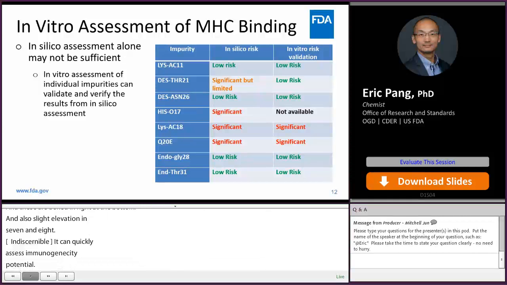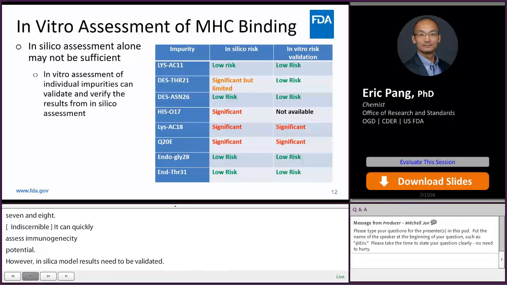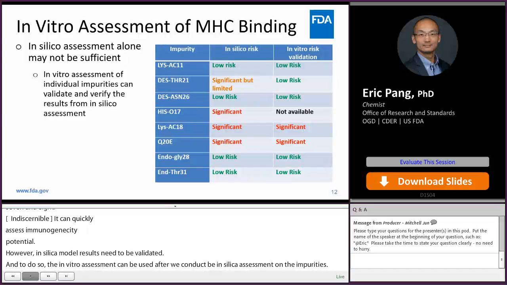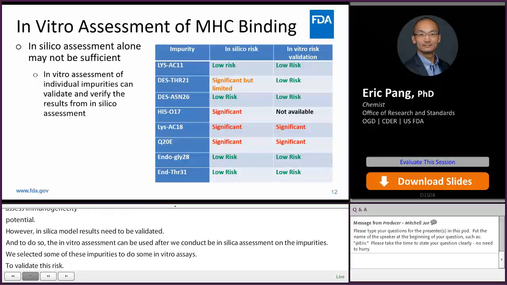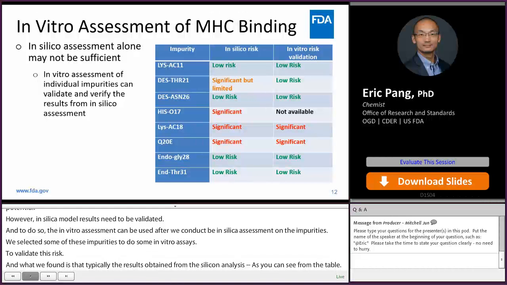After we conduct the in silico assessment on the salmon calcitonin impurities, we select some of these impurities to do some in vitro assays to validate these risks. And what we found is that typically the results obtained from the in silico analysis match those from the in vitro assay, as you can see from this table. However, in some cases, such as this threonine 21 here, the in silico risk assessment overpredicts the risk, which is why it is always worthwhile to verify the results from the in silico analysis using in vitro assays.